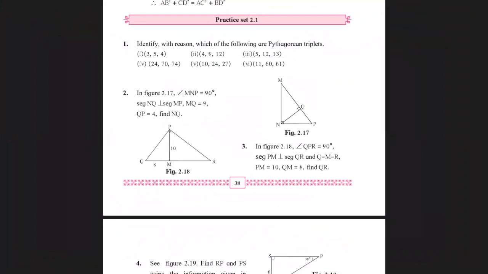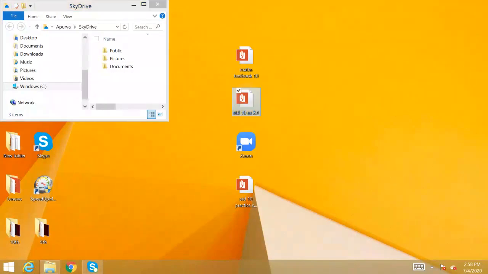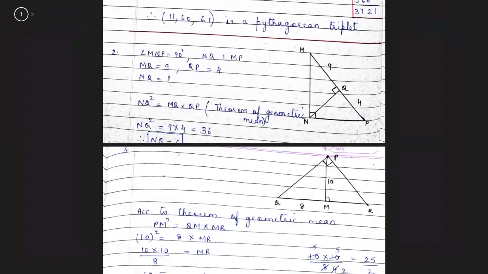In figure 2.17, angle MNP equal to 90 degrees. Segment NQ is perpendicular to segment MP. MQ is equal to 9. QP is equal to 4. Find NQ. Now, if you remember, we had done theorem of geometric mean. So you have to use that property to do it. So NQ square is equal to MQ into QP. So that's 9 into 4, 36. Therefore, NQ is equal to 6.